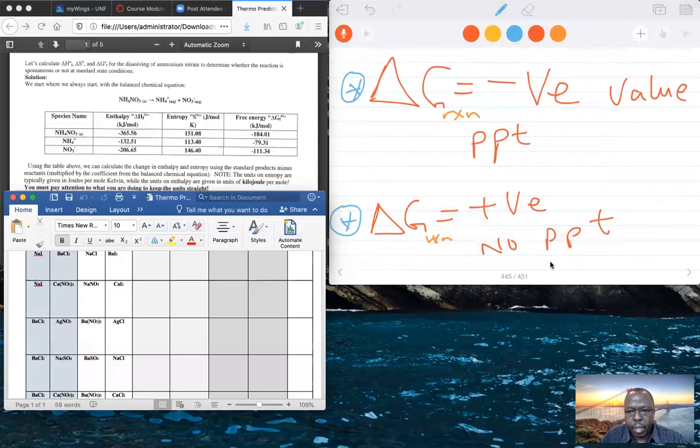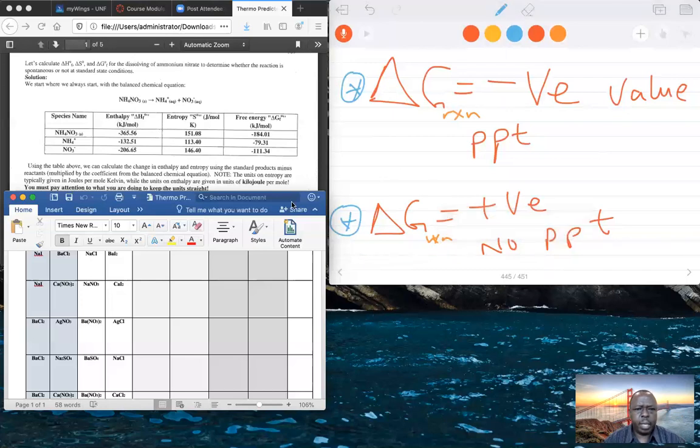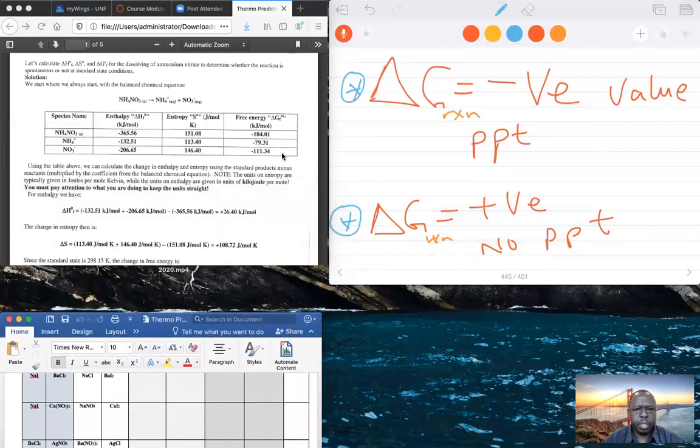Negative is the spontaneous precipitation reaction, meaning as soon as you put them together, it will form a solid. Here are the thermodynamic terms. There is something I want to highlight with this.